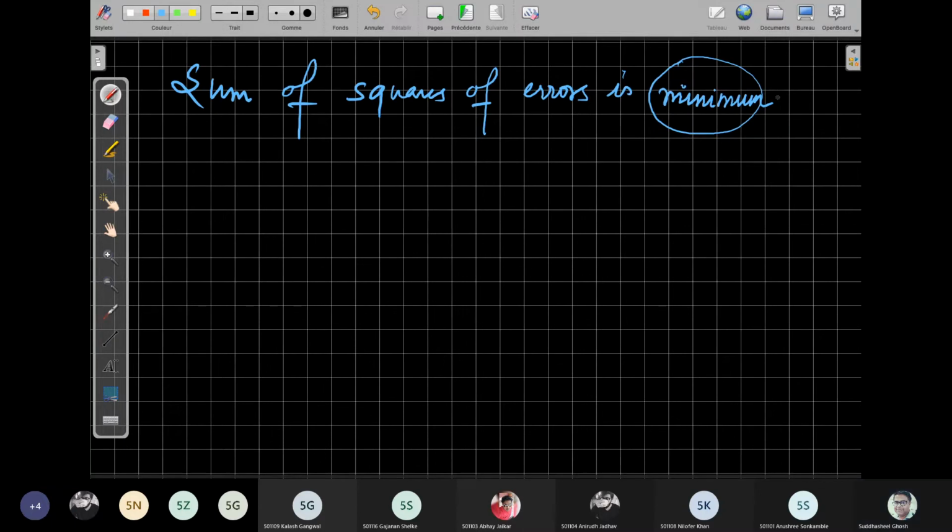Now, if I have multiple variables, we will put the Jacobian to be 0. Okay, so you already know how to calculate that Jacobian.